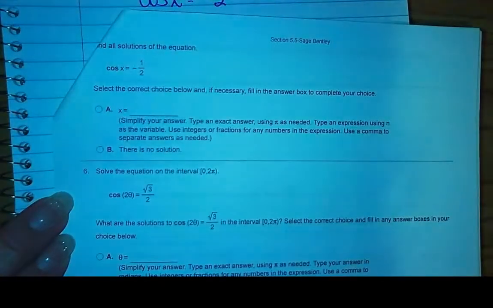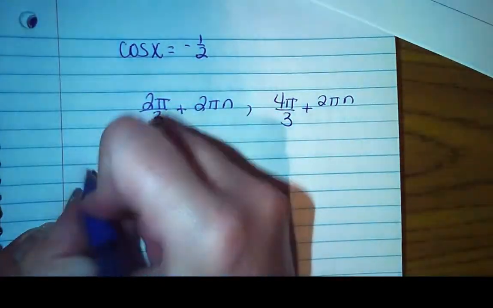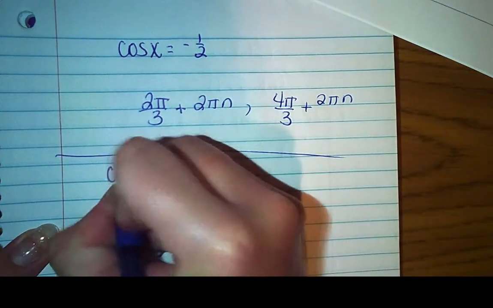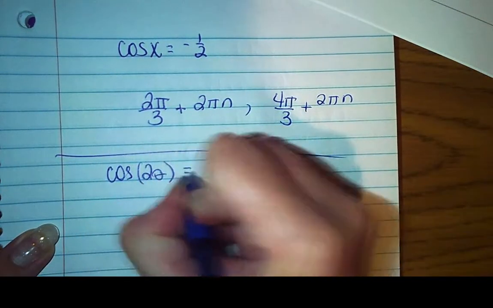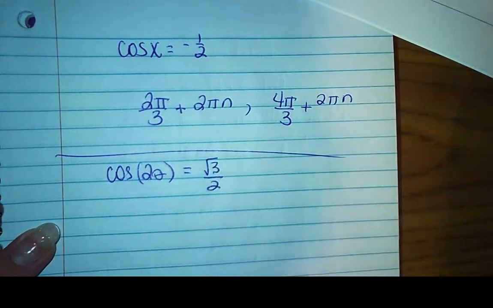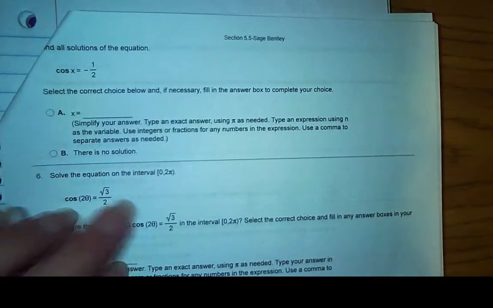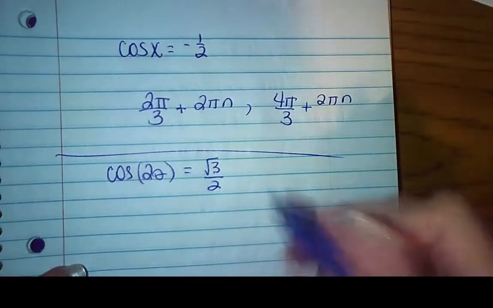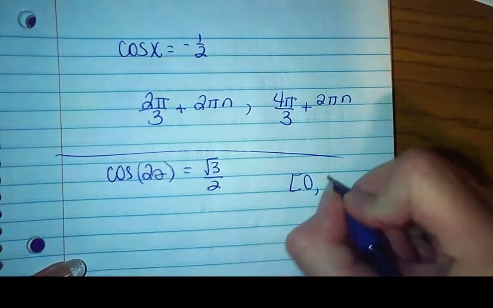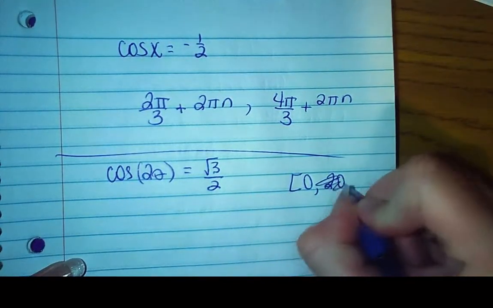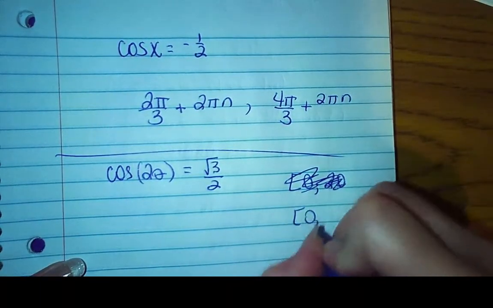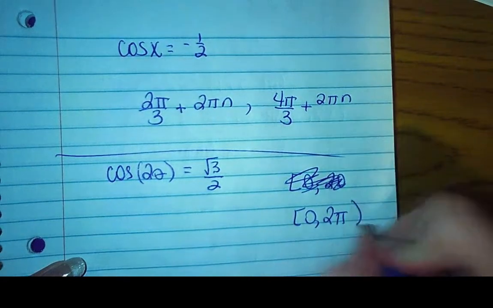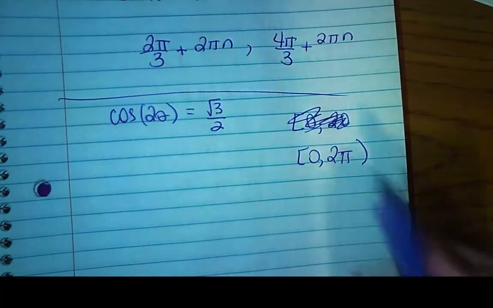I've got cosine of 2 theta equals root 3 over 2. So cosine of 2 theta equals root 3 over 2. And this time, I notice that I'm restricted to 1 lap of the unit circle. So I'm not finding every solution. That's a 2 pi. Stop that. All right, so from 0 to 2 pi. All right, so I'm staying within 1 lap.